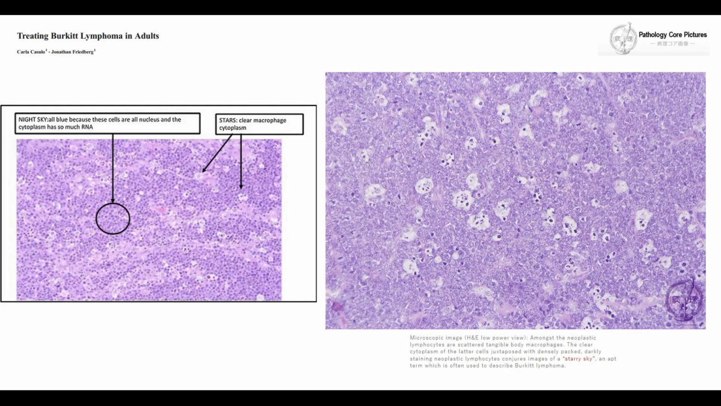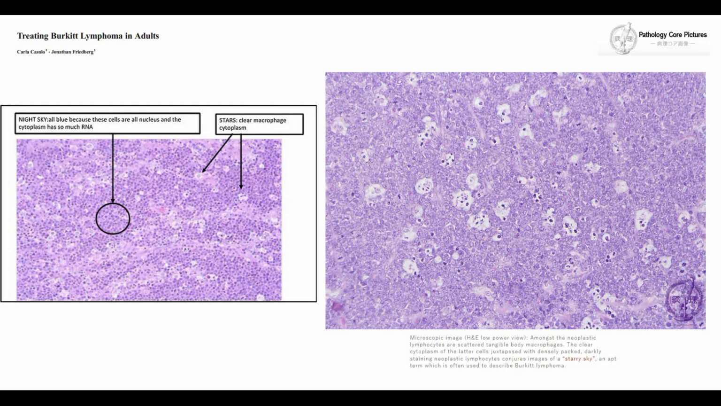These cells are almost entirely nucleus with very little cytoplasm, and that nucleus is packed with RNA, driving relentless protein synthesis and proliferation. Scattered throughout that blue sea, pale, clear spaces, those are macrophages. Specifically, tingible body macrophages that have engulfed the debris of cells that couldn't keep up with the tumor's own explosive growth rate. Their clear cytoplasm stands out against the dark background. Those are your stars. Night sky of blue malignant lymphocytes, stars of pale macrophage cytoplasm.